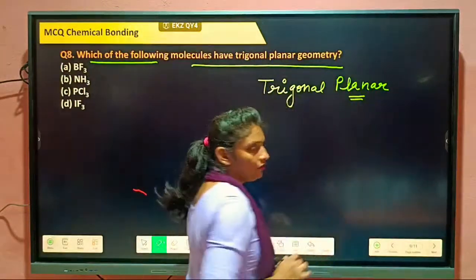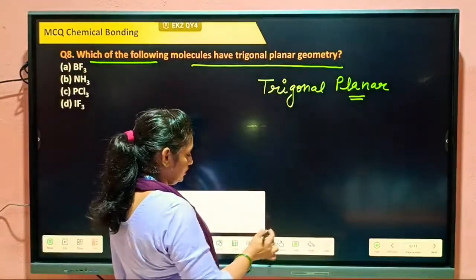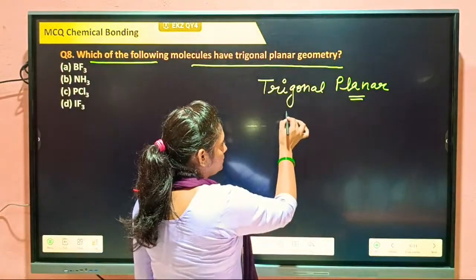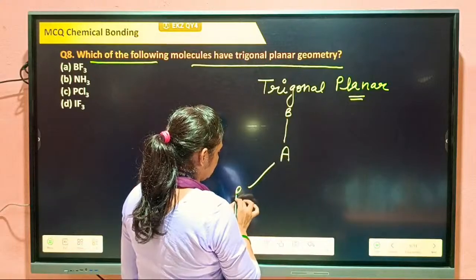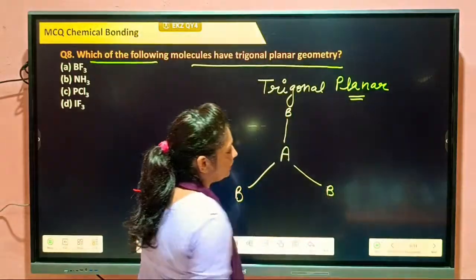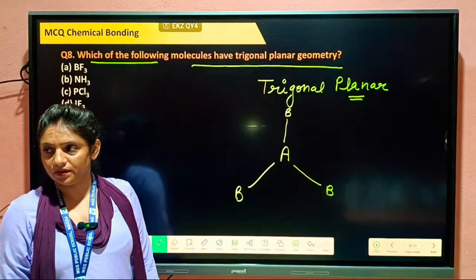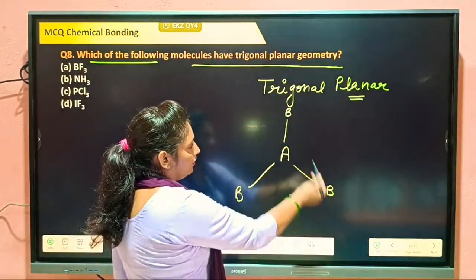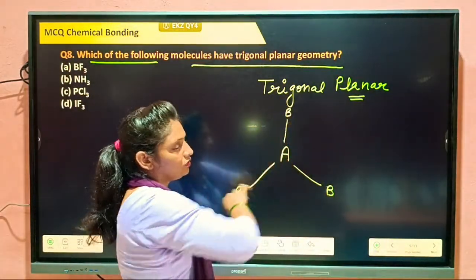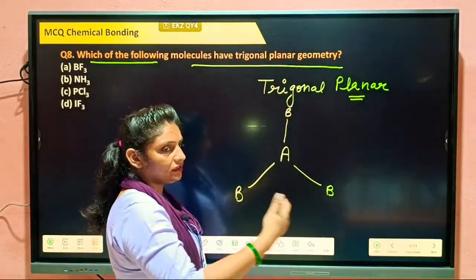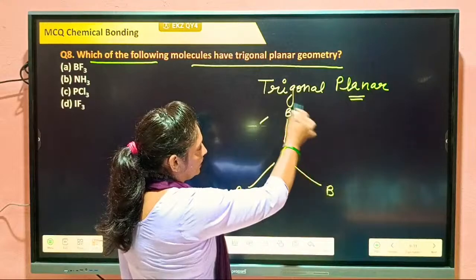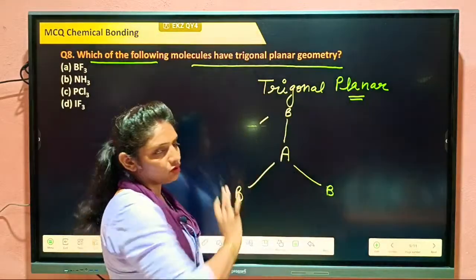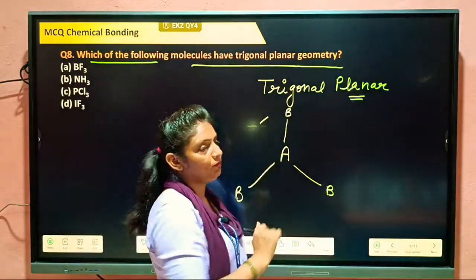Trigonal planar geometry. What type of geometry is it? If it is A, it is forming 3 bonds. Then this type of geometry is trigonal, and it is planar because all the attached atoms are arranged in the same plane. Clear or not? Here, no one is out of the plane. So it is known as trigonal planar structure.